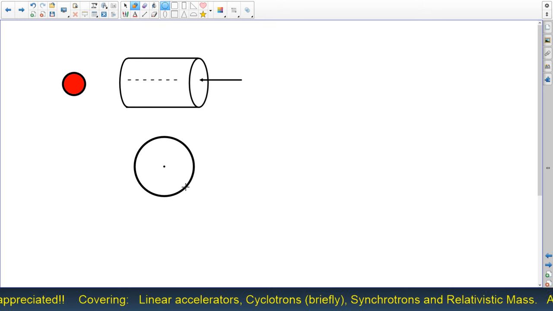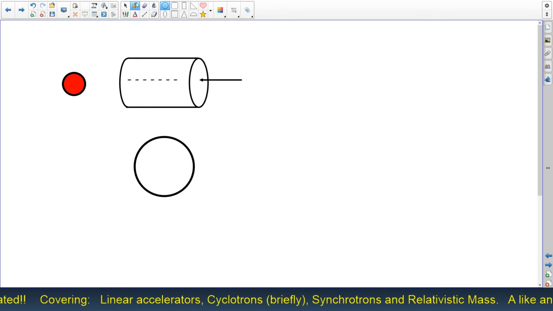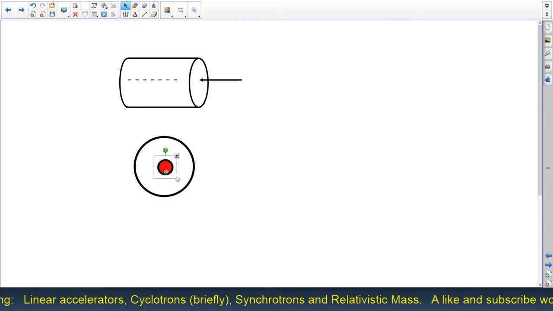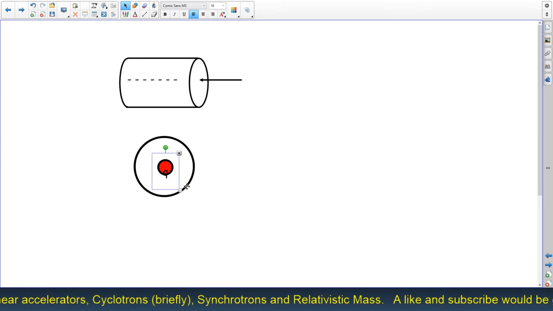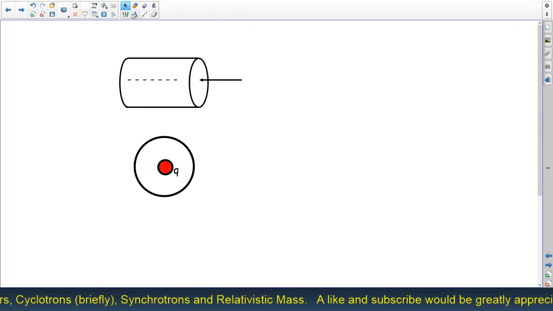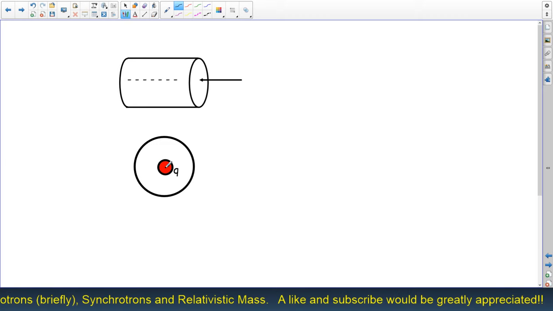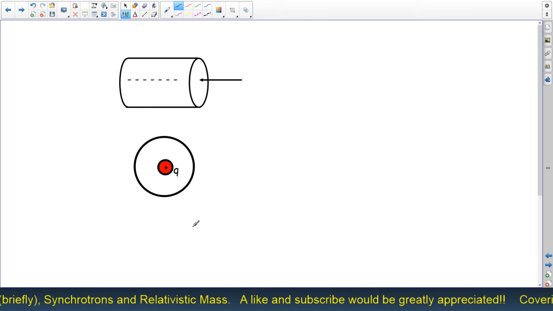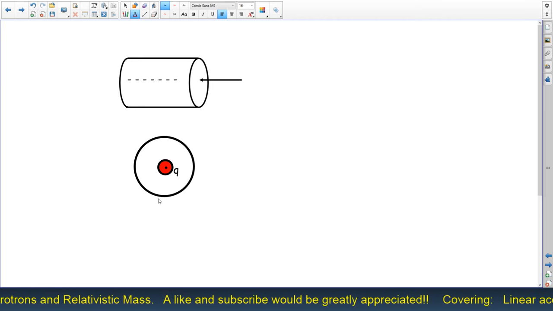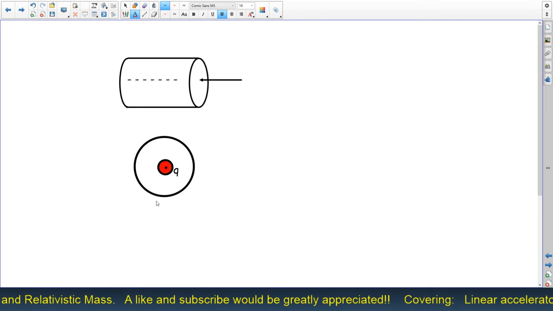So let's imagine I'm looking into the cylinder. And my little particle is in the middle with its charge Q, whatever that happens to be. And it's traveling, let's say, into the page. So we put a little dot to represent traveling into the page. So it's traveling away from us. Well, what's the charge on the exterior of this?